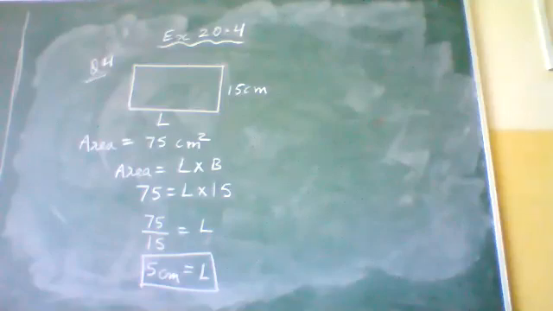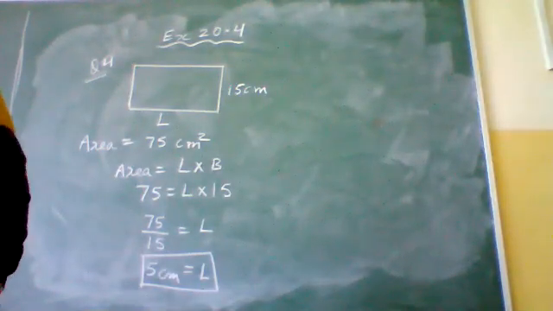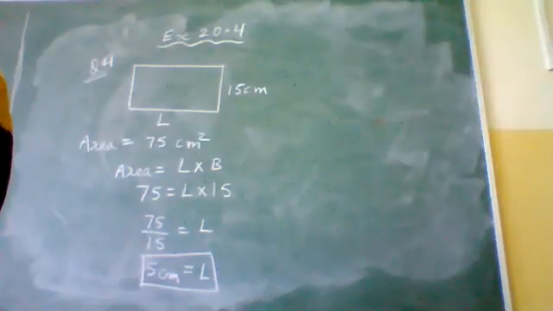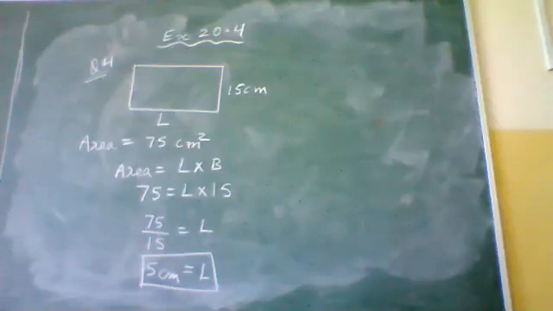Sir, the answer was coming 5 centimeters, and when I checked from the book, it was coming 10 centimeters. So I became confused. The answer was 5 or 10. What is the answer given in the book? Sir, the answer given in the book is 10 centimeters. That is because they have considered it as a mistake. Yes, sir, the answer given in the book is 10 centimeters.